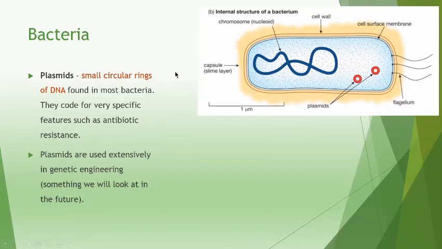Alright, bacteria also have plasmids, which you can see are little red small circular rings of DNA, which are found in most bacteria. They code for very specific features such as antibiotic resistance. Plasmids are used extensively in genetic engineering, something we will look at in the future in another video.